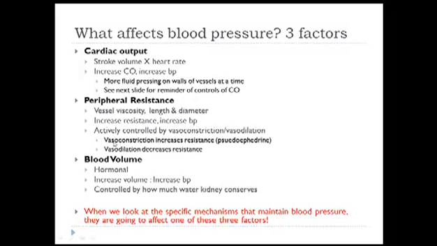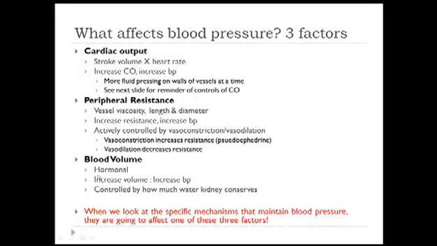Okay, so right here, vasoconstriction will increase the resistance, and vasodilation will decrease the resistance. So if we want to increase blood flow to a certain area, we would vasodilate. If we want to decrease blood flow to an area, we would vasoconstrict.